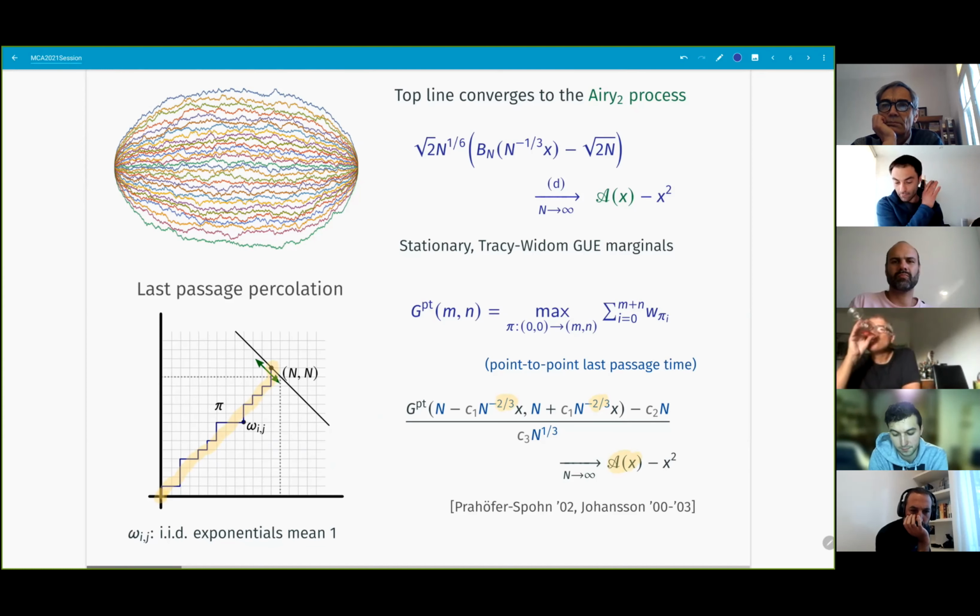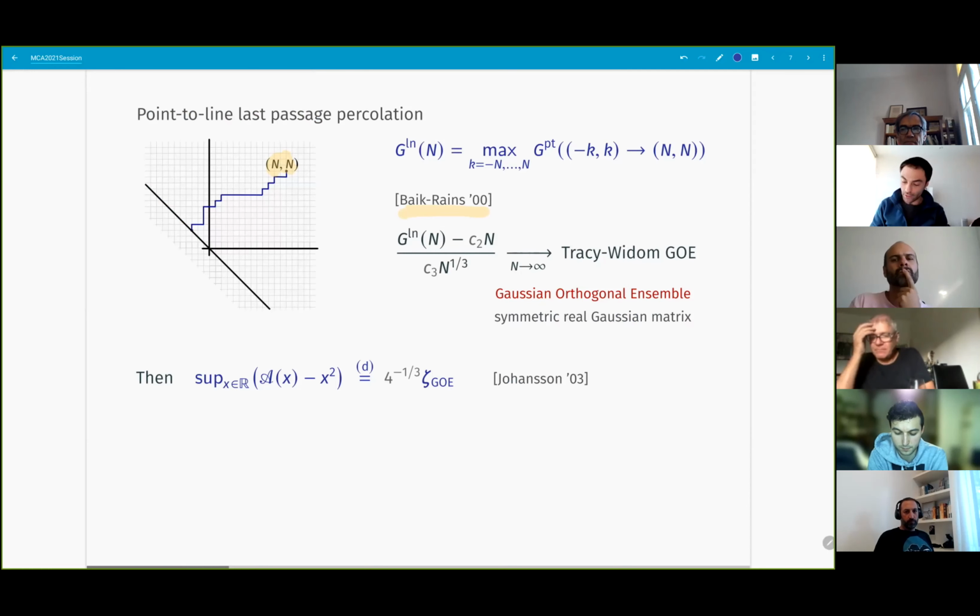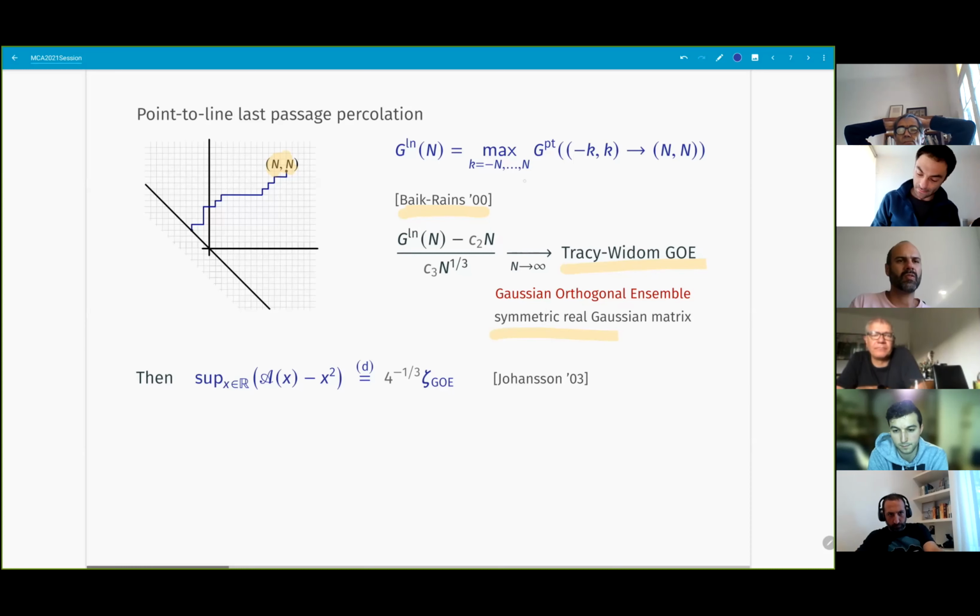So it was shown in a slightly different context by Baik and Rains, also about 20 years ago, that if I look at the last passage time in the point-to-line case, then what I see is convergence to a Tracy-Widom GOE distribution. So this is, again, the asymptotic distribution of the largest eigenvalue in a certain random matrix model. But the difference is now that my matrix is symmetric and real instead of being complex and Hermitian. But anyway, the point of the story is that this quantity here comes from maximizing in this direction, okay?